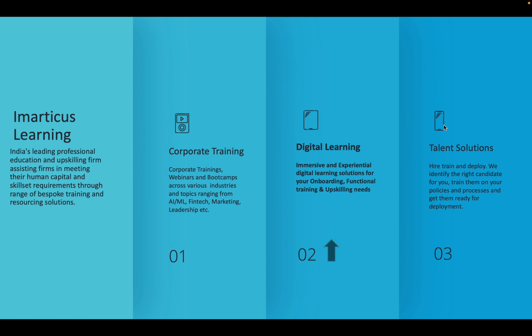Imaticus Learning has been one of the pioneers in the edtech space for almost a decade right now. At Imaticus Learning, we have multiple verticals: business to consumer, business to academic, and business to corporate. So in the B2B space, we have multiple products that range from corporate training, digital learning, and talent solutions.